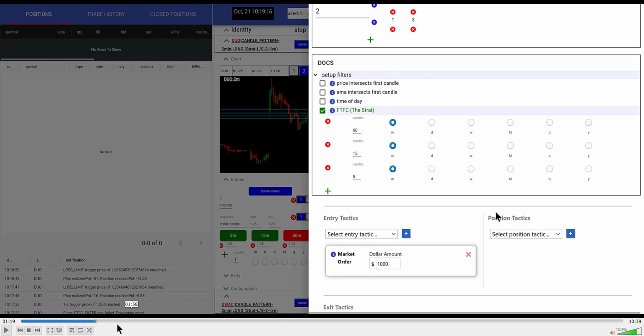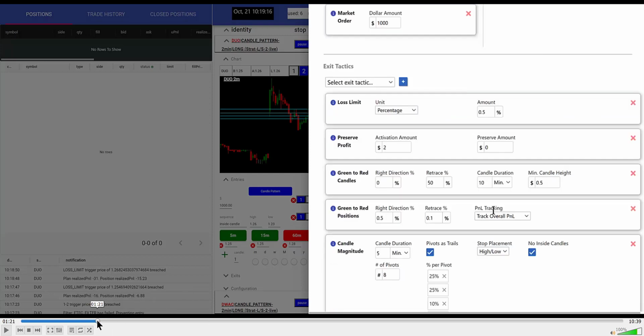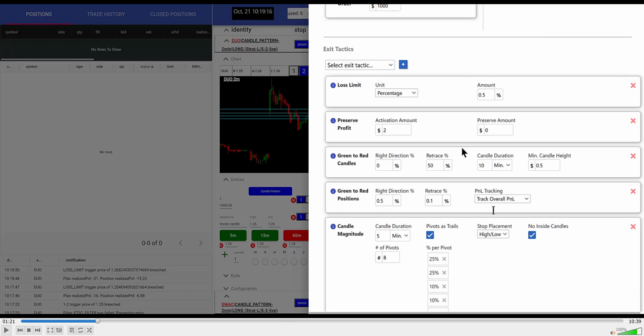All right, so here's the entry tactic: market order. Now, here are the exits that I have set up. My loss limit is 0.5%, or half a percent, of my position size. That's based on $1,000. Of course, it's not always going to end up being exactly $1,000, but whatever the size of the position is, 0.5% will be my loss limit.